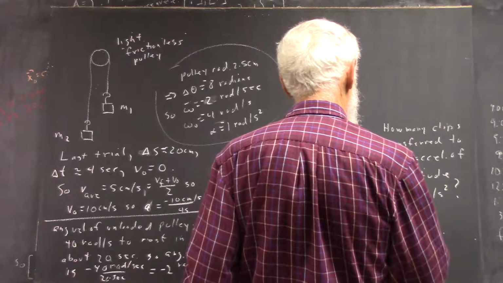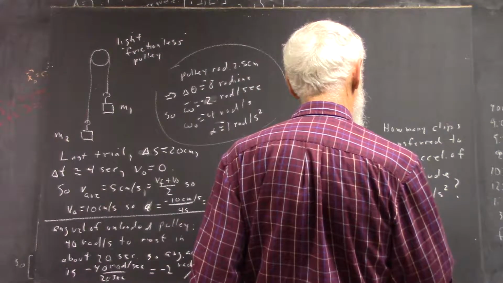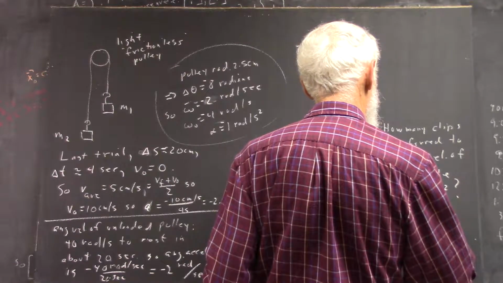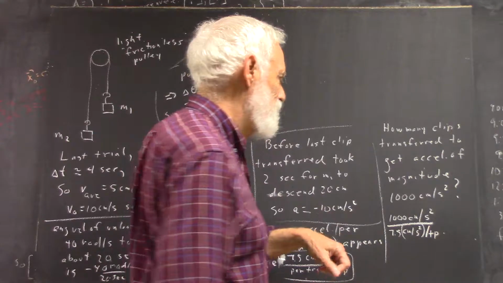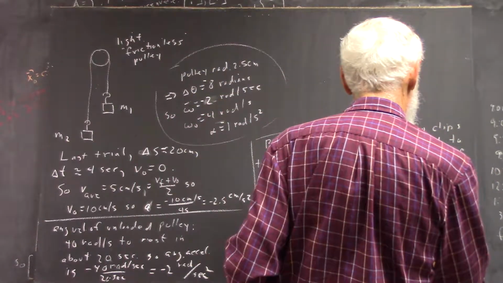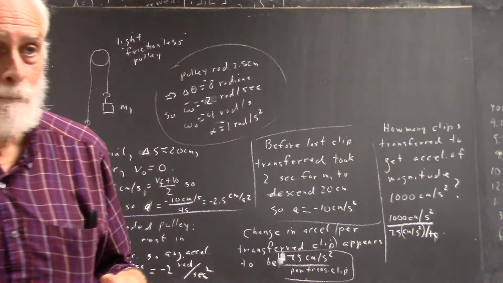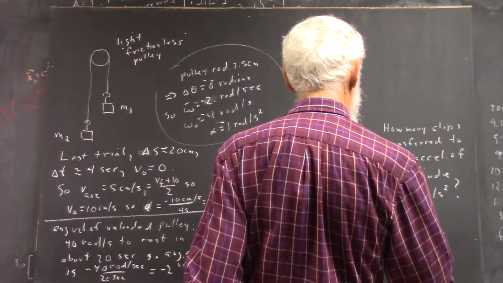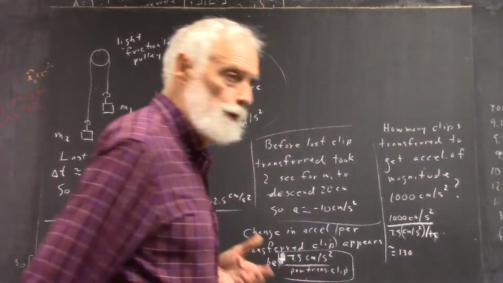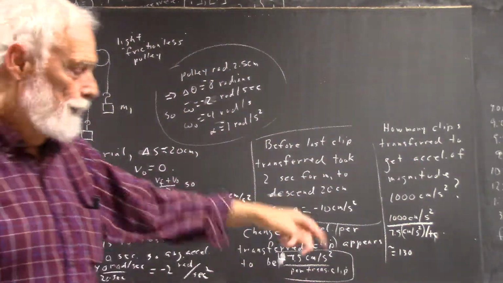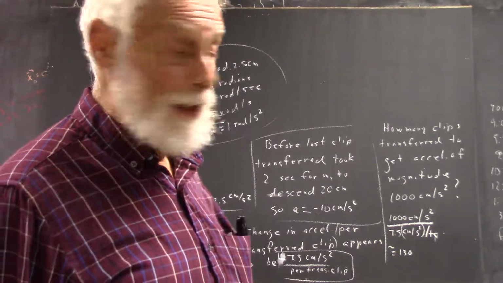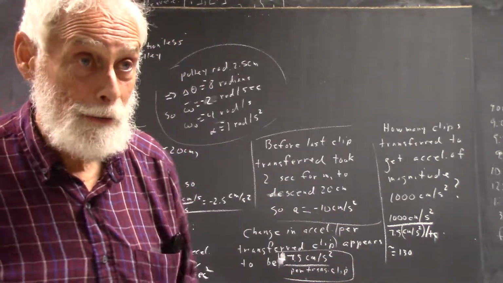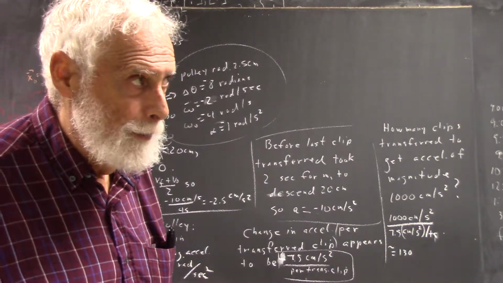So we divide this by 7.5 centimeters per second squared per transferred clip. And what do we get? We get about 130. I'm not going to worry about the 3 because we have pretty fuzzy data here to start with, right? Now, this is assuming that the change per transferred clip is always the same, isn't it?